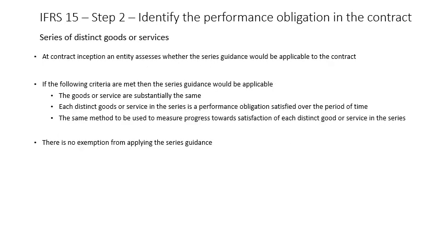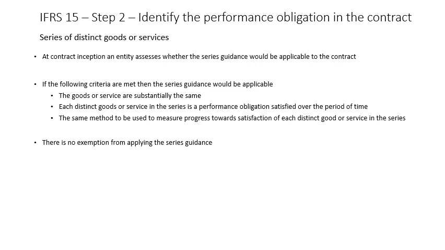Now let's discuss a series of distinct goods or services. A contract may contain promises to deliver a series of distinct goods or services that are substantially the same. At the inception of the contract, the entity needs to assess and determine whether the series guidance would be applicable or not. If all the following criteria are met, then the series guidance would apply and it would be considered as a single performance obligation. The criteria are as follows.